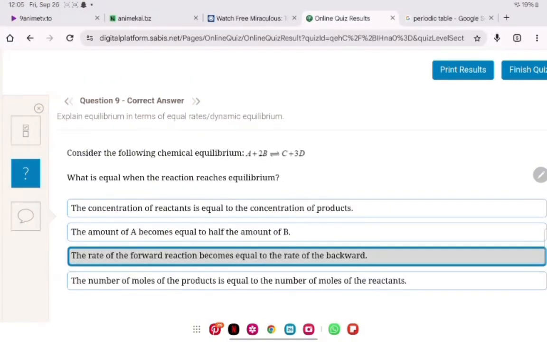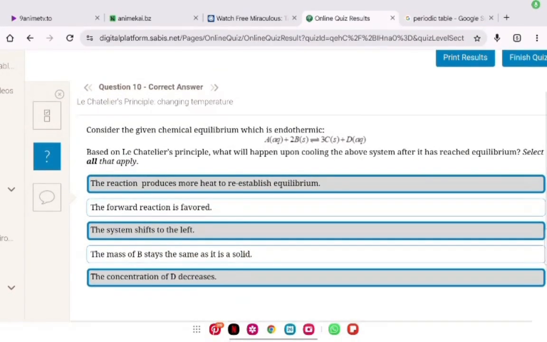So what is equal when the reaction reaches equilibrium? The rate of the forward reaction becomes equal to the rate of the backward reaction. This is just the meaning of equilibrium. You have to know this.